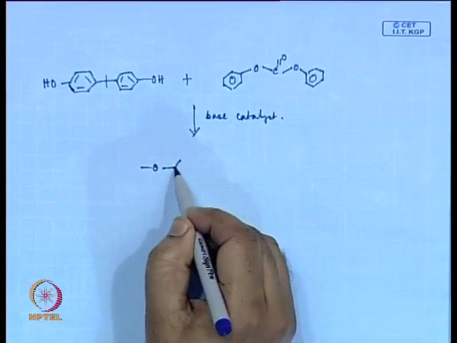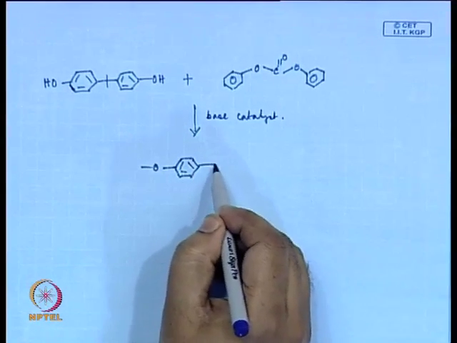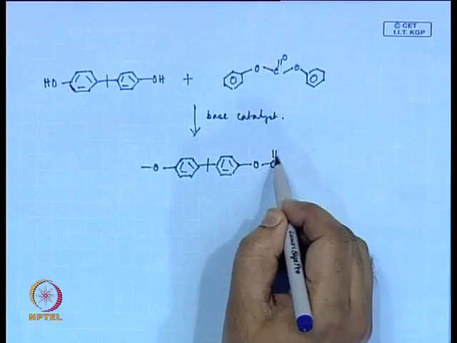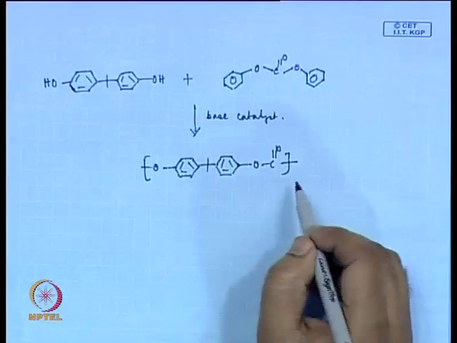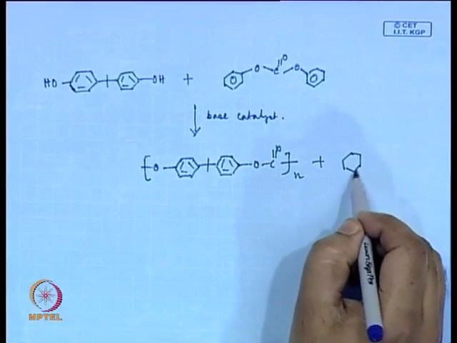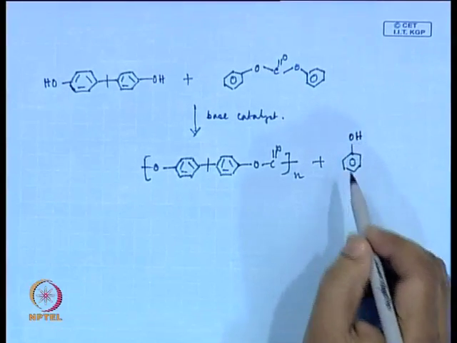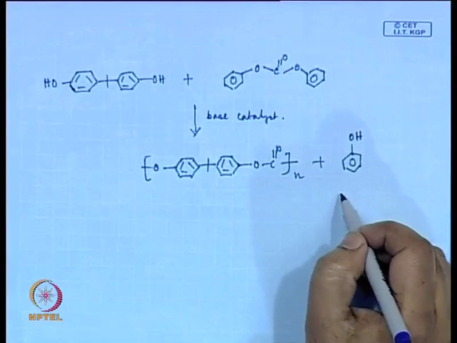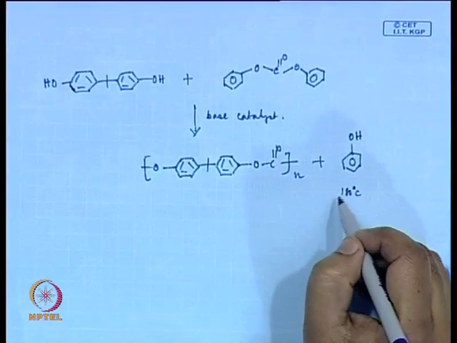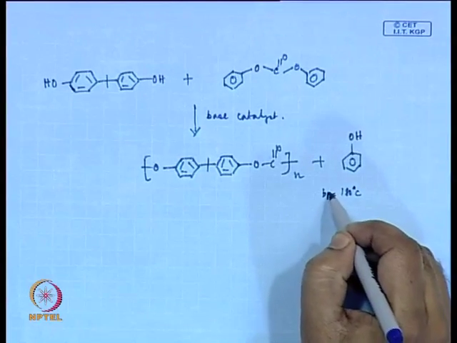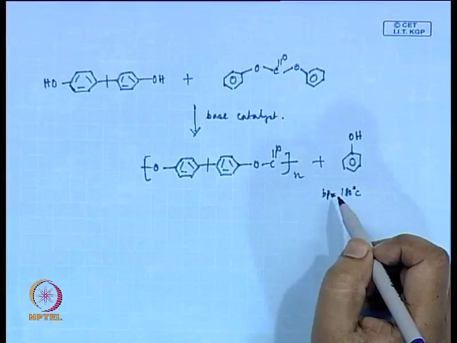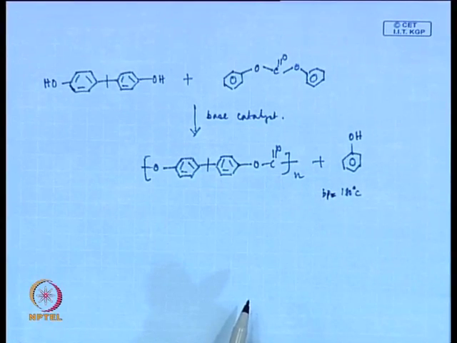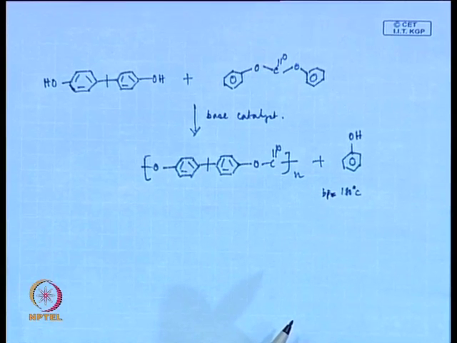So, that gives us phenol as byproduct. Now, in this reaction the phenol boiling point is 180 degree centigrade. So, you can imagine that you have to at least have a reaction temperature of 180, so that you can take out the phenol vapor from the system.